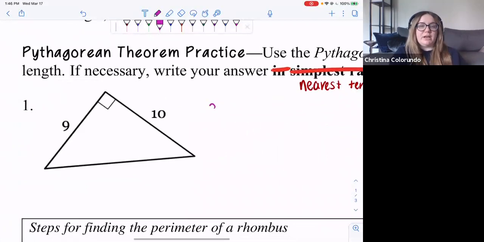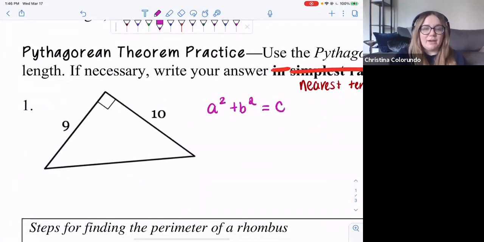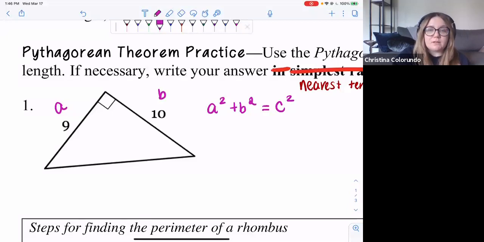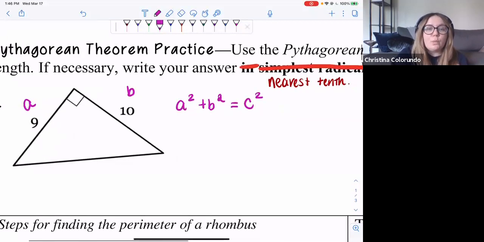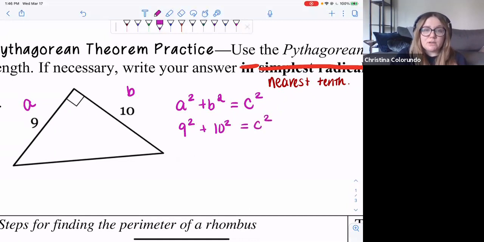So for the first question here, we see a right triangle with sides 9 and 10. Those are the legs, and so those will be our a value and our b value. So we start by writing out a squared plus b squared equals c squared. We will substitute the a and the b with the numbers 9 and 10 respectively. That gives us 9 squared plus 10 squared equals c squared.